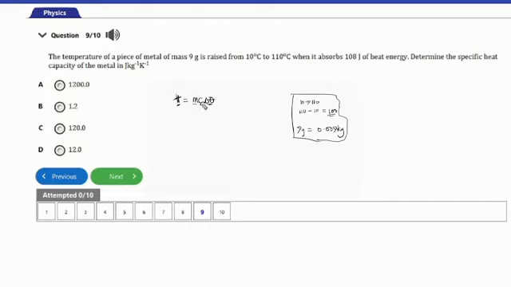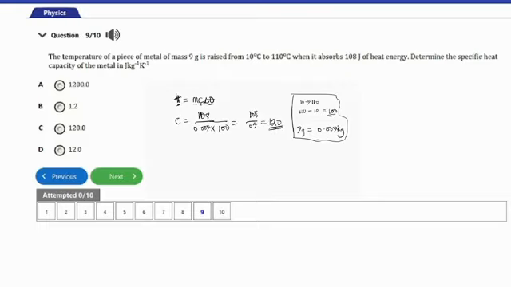So to make C the subject of this equation, C is equal to the heat, which is 108, over the mass times the change in temperature. Mass is 0.009, and then change in temperature is 100. So in that case, we'll have 108 over 0.9. So 108 over 0.9 will give us 120. And that's option C here, guys. So that's it for this question.